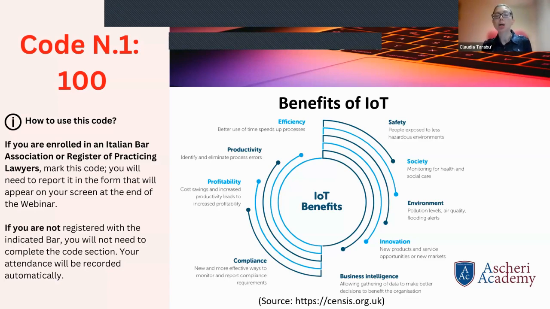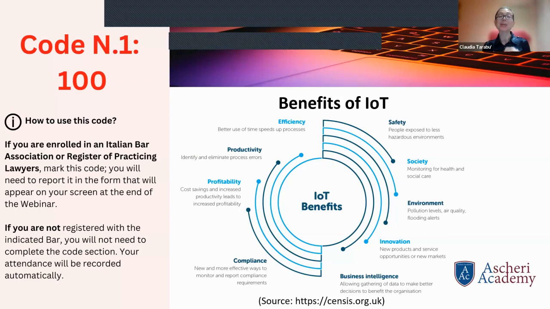The other benefits regard the entire society in its complexity, in its diversity, because through the utilization of IoT, it's possible to monitor the health of population and the condition of their social care. The third factor to be considered with the insertion of the IoT technology is the environment. So we can check pollution levels, air quality, and also we can monitor the danger of flooding, for example, in some lands that are exposed to this kind of physical danger.